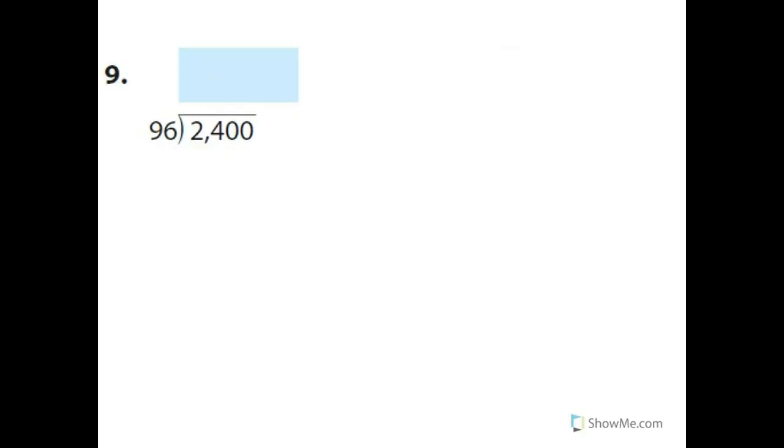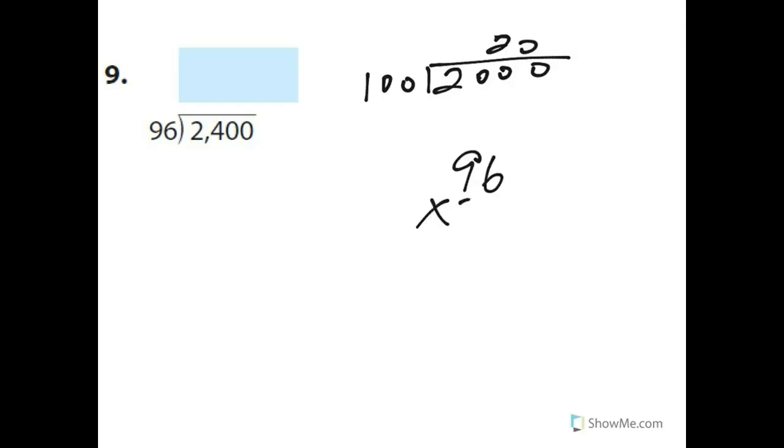Alright. Number 9. Solve that one and we'll go over it. So if I'm thinking 100 and 2,000, I would do 20. I would do 20. So let's do 96 times 20.